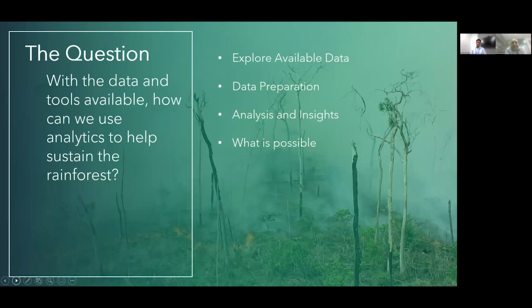And the next step in the whole process was to pre-process and restructure the data sets so that it becomes useful to the subsequent analysis. And then the processed data was then analyzed using statistical techniques and machine learning algorithms to yield insights and to understand what is possible in terms of action items.